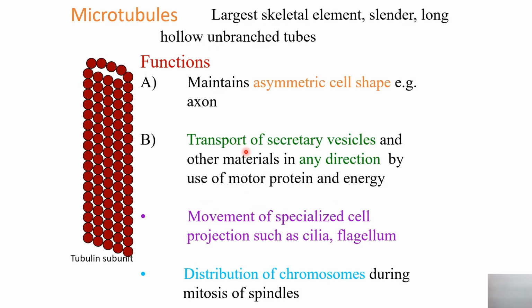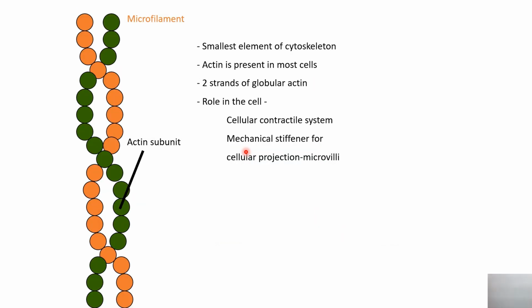Now, microtubules are the largest skeletal element, slender, long, and hollow unbranched tubes. Functions are obviously maintaining asymmetric cell shape, like in the axon, transport of secretory vesicles and other materials in any direction by use of motor protein and energy, movement of specialized cell projections such as cilia and flagella, and distribution of chromosomes during mitosis by spindles. And we have the microfilament, the smallest element of the cytoskeleton.